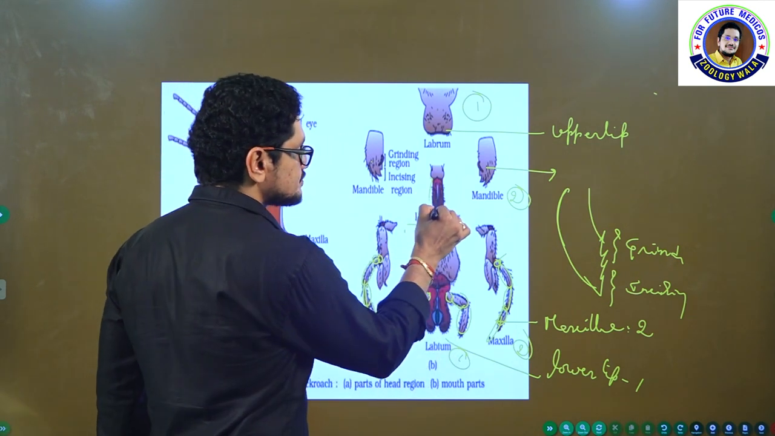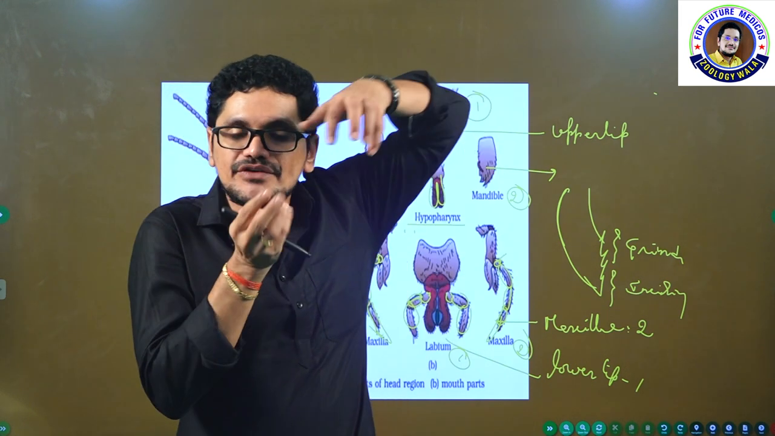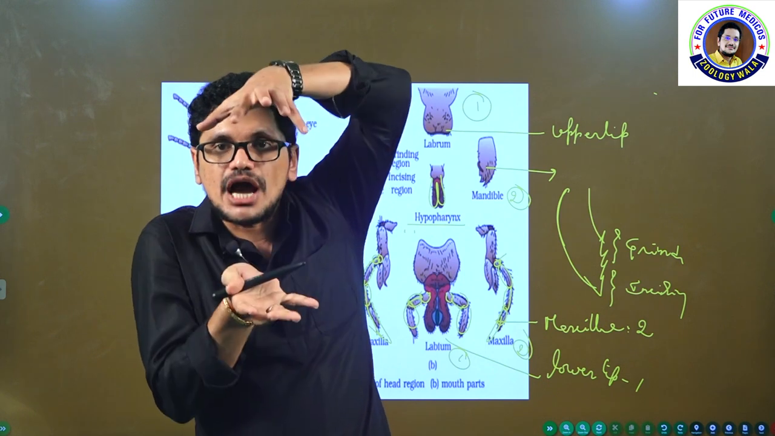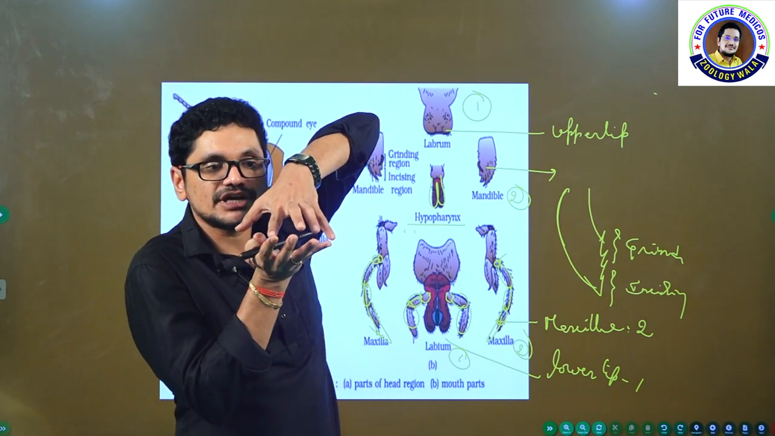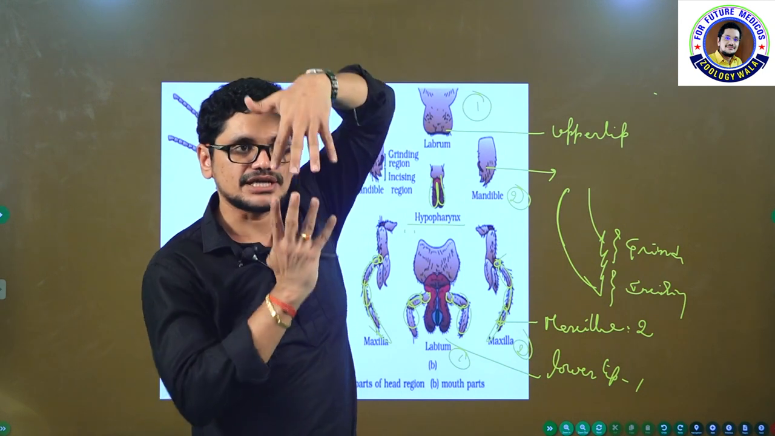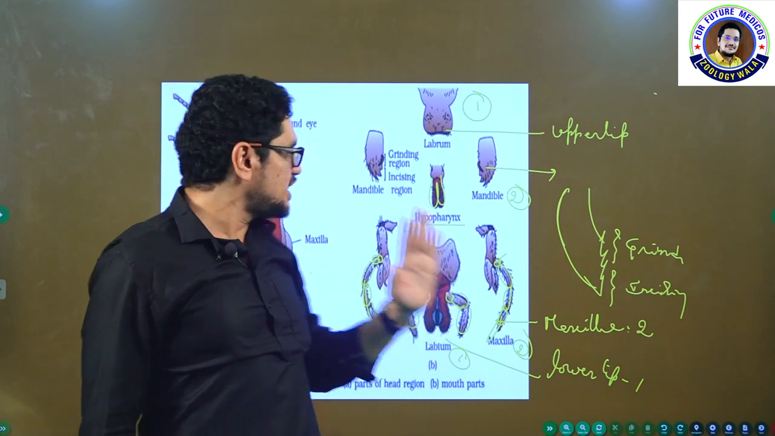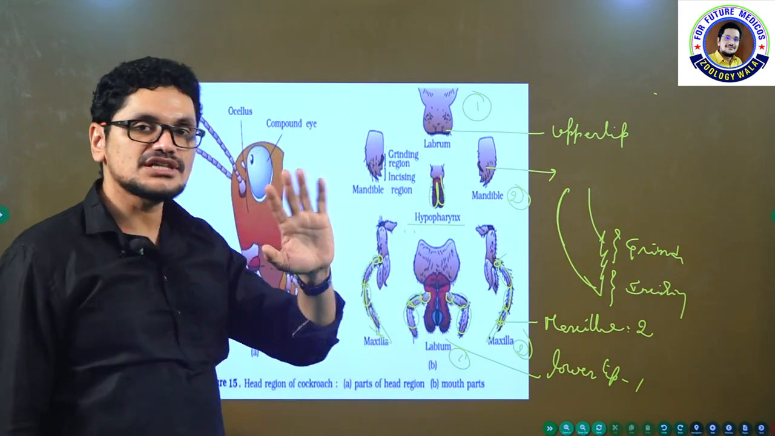See this one, like this. So this is present in the central part, the oral cavity, and here the mouth parts are present: upper lip, lower lip. For the sake of our convenience, I have represented it in the diagram like this. See this one, upper lip, lower lip, and mouth parts.